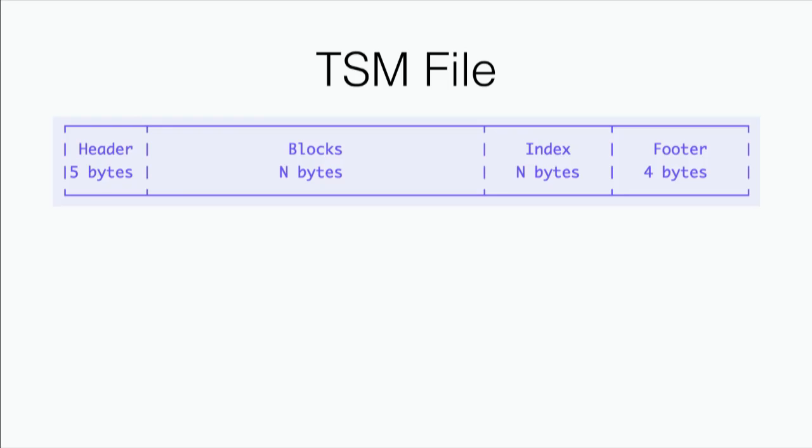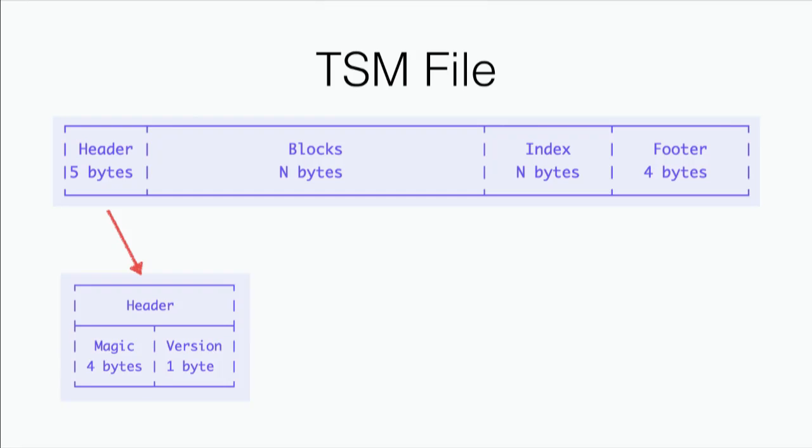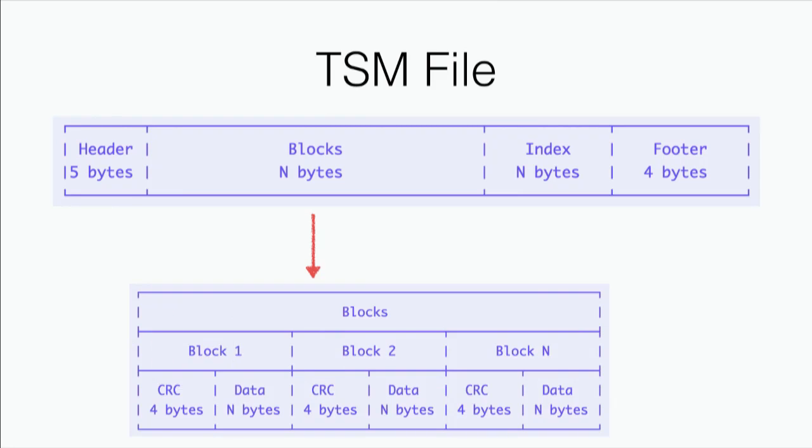So here's the structure of a TSM file. TSM files, just like SS tables, are read-only files. Once they're written, there's no updating them. So we have a header, blocks of data, an index, and then a footer. Here's what the header looks like. You have the magic byte sequence that identifies it as a TSM file. You have a version.